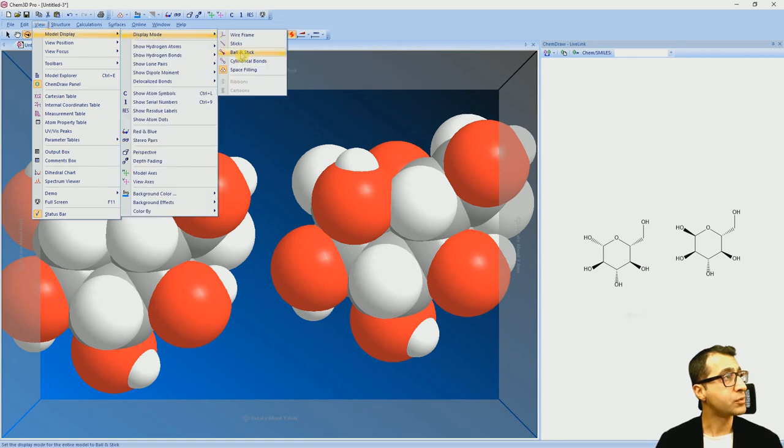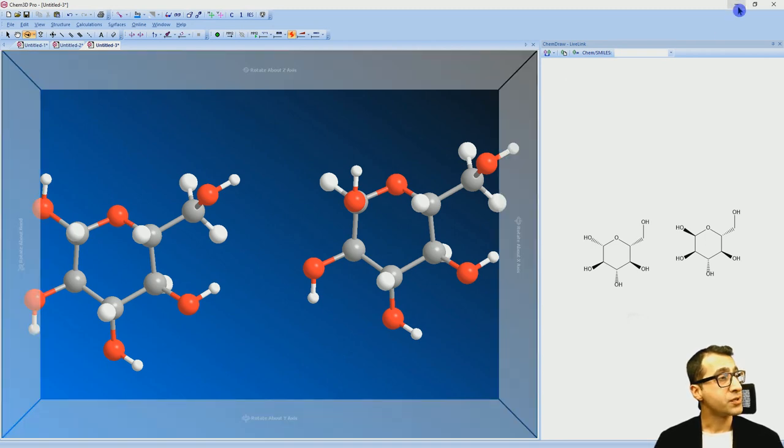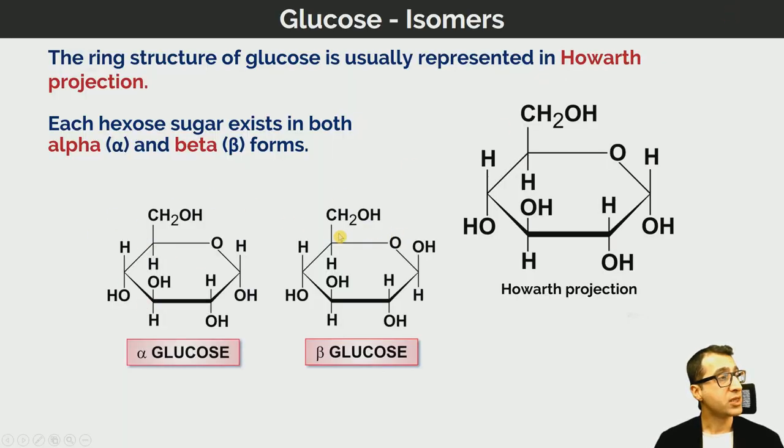So if I go back to a ball and stick model, here we have alpha glucose, here we have beta glucose, and this is the way that you would represent them as a Haworth projection. And these wedged lines here indicate that these bonds are being displayed as though they're coming out of the screen towards you. And this gives you some sense of the three-dimensional nature of these bonds.